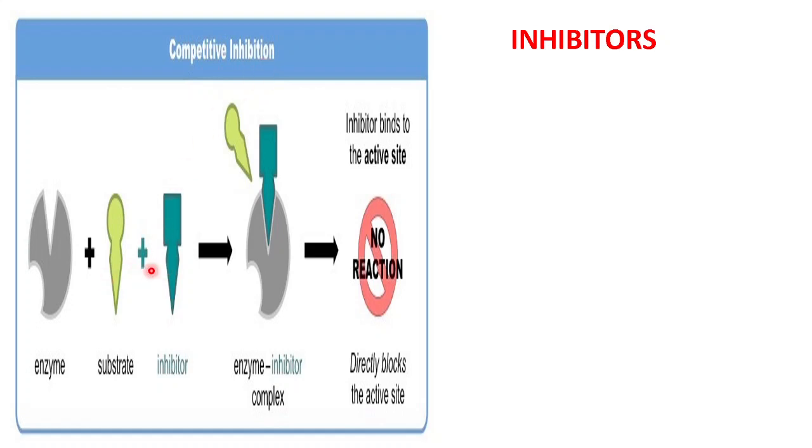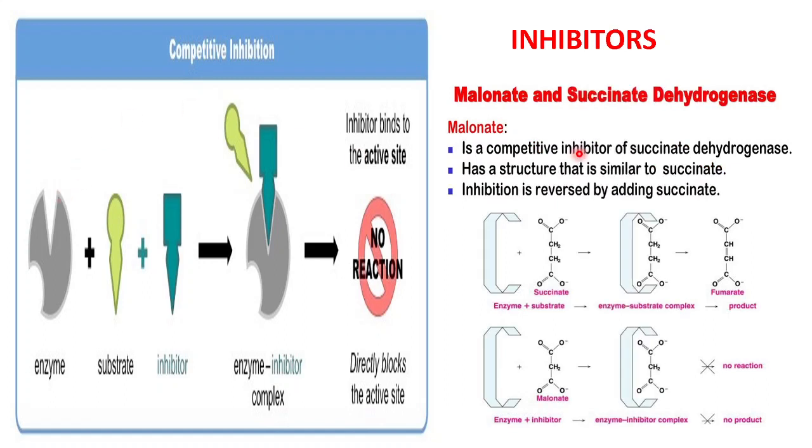Why competitive? Because these two molecules are competing to bind upon the active site. If the substrate can bind, well and good, the reaction will take place. But if the number of inhibitors is more, the inhibitor will bind. Let us try to understand with an example. We have an example here, malonate and succinate dehydrogenase. These two are compounds. Malonate is a competitive inhibitor of succinate dehydrogenase, as it has a structure that is similar to succinate. Malonate and succinate have the same type of structures. So actually the enzyme, this is the enzyme given here, the enzyme should get attached to the succinate.